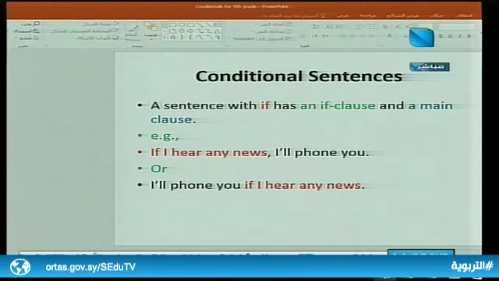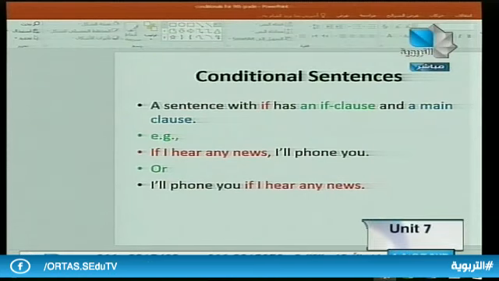It has two clauses. By a clause, we mean a part which has a subject and a verb. So we have two parts, which are called the clauses, and in every part we have a subject and a verb. They are linked together with the word if. For example, if I hear any news, I'll phone you. So here we have two clauses in a conditional sentence.